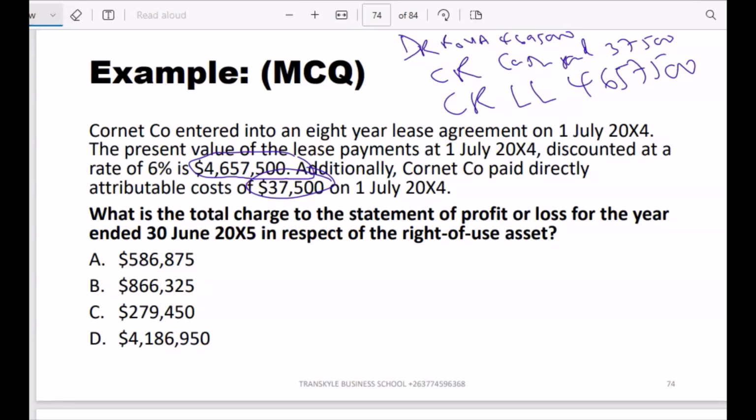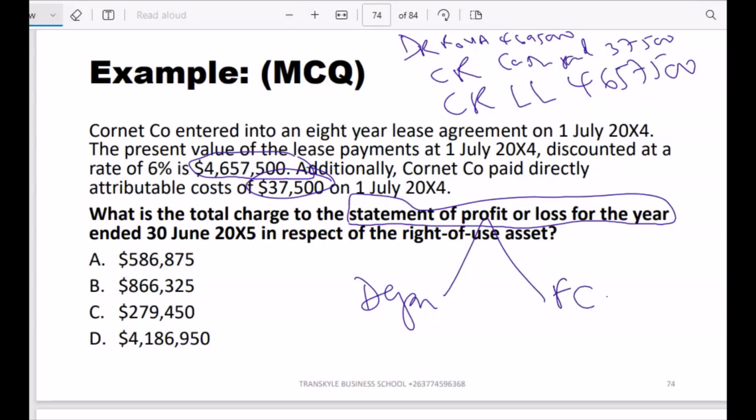Now, the question asks, what is the charge to the profit or loss? The right of use asset is a balance sheet item. We want the figures that have to be put to the statement of profit or loss for the year ended 30 June 2025. There are two figures which have to be transferred to this statement: the depreciation charge as well as the interest charge for the finance cost. So the total of those. Let us calculate the depreciation charge.